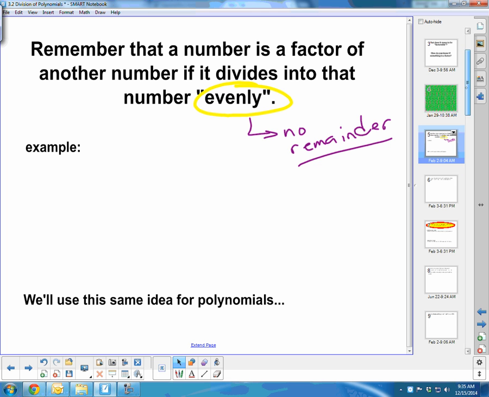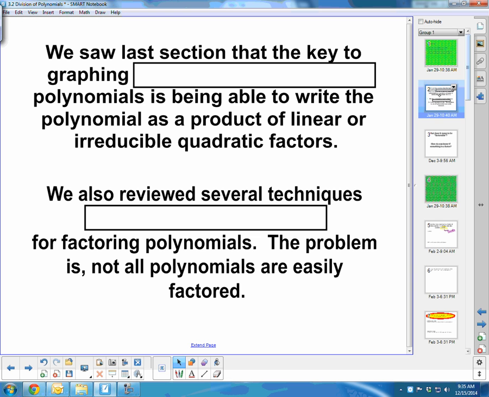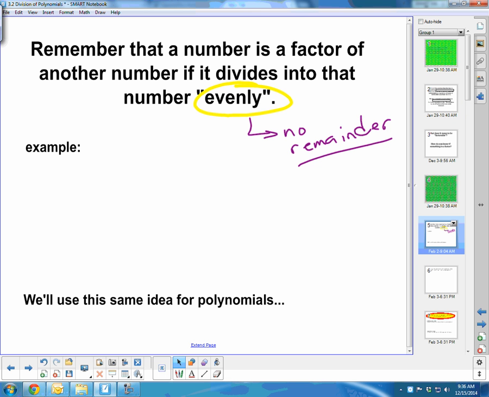Because if you recall from some previous work, the key to graphing polynomials is to be able to write the polynomials as factors so we can find their zeros to make their graph. And we reviewed several techniques for factoring those polynomials, but since not all polynomials can be factored so easily, sometimes we have to use some more algebraic and algorithmic techniques like polynomial long division. We're going to be really concerned with the case about dividing in evenly, those factor cases.